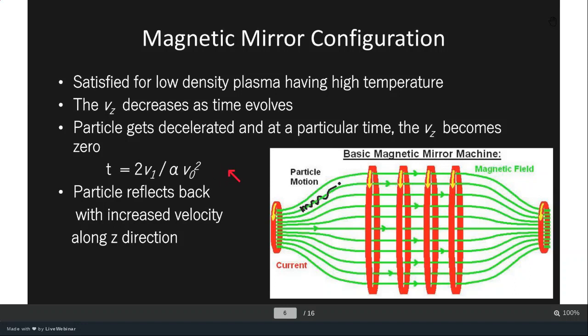At this time, the particle comes to rest and reflects back with increased velocity along the z direction, which is not equal to the initial velocity and is different for different particles at different points in the same magnetic field. This is known as the magnetic mirror configuration. It is satisfied for normally low density plasma having high temperature.